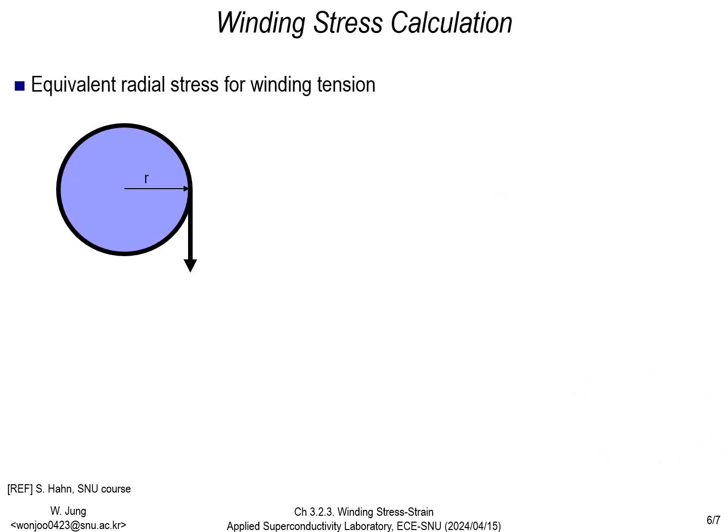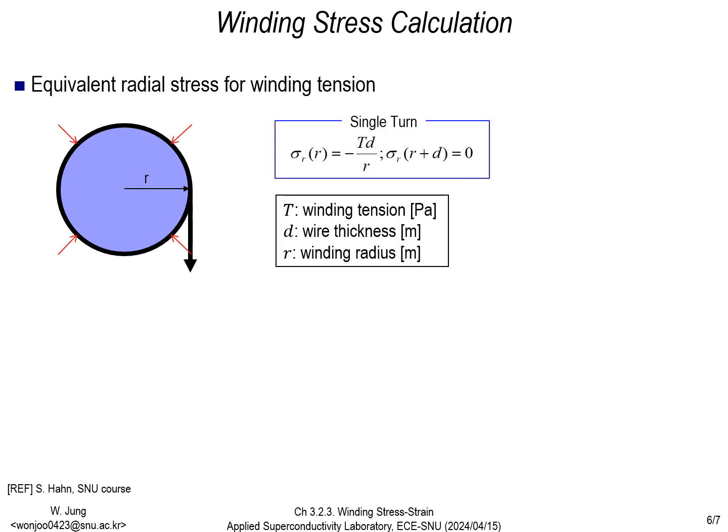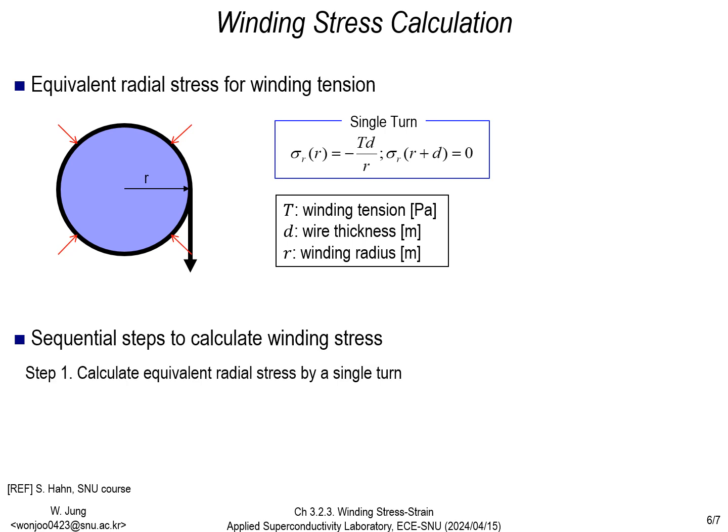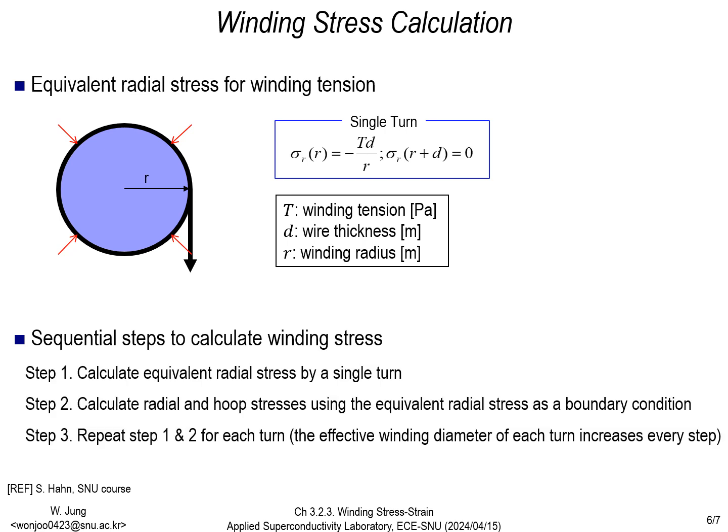The calculation of winding stress is a sequential process. Each turn of the wire affects the overall stress distribution, and with each layer, the effective winding diameter changes. It might not be intuitive how to calculate it, so I recommend writing a calculation code for yourself.